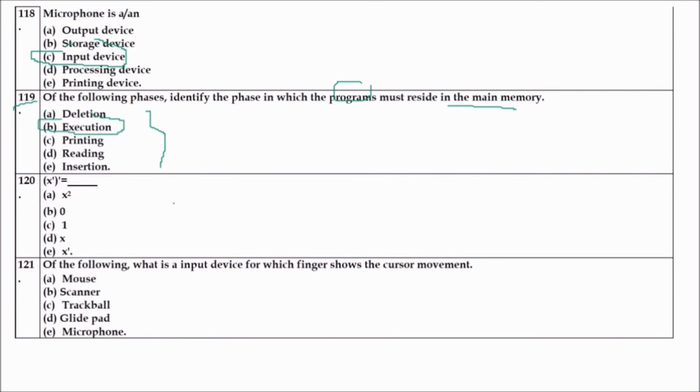Next is x complement of complement. What will be that? Complement of complement will be x itself. So 120. The answer is D. Next is, of the following, what is the input device for which finger shows the cursor movement? Is it glide pad? We have seen already. It is D, glide pad.